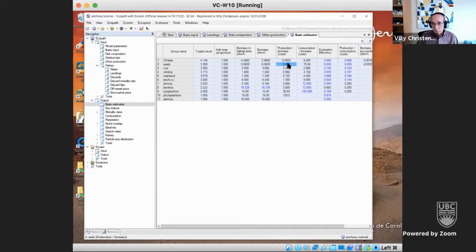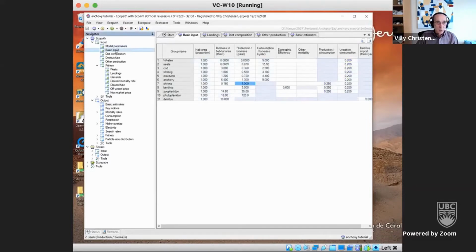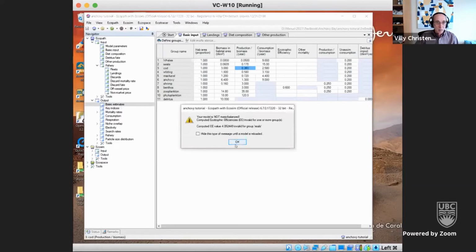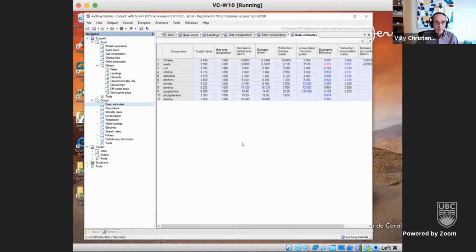The real value should have been, for seals, 0.17. And what's that going to do? See, this one here should have been 0.17. I was trying to be smart by introducing an error on purpose. And I realized that what I've done by that is just confuse it. Now we get a computed EE value of 4 for the group seals. What's going on here? Now we can't balance it anymore. So something is definitely wrong now.